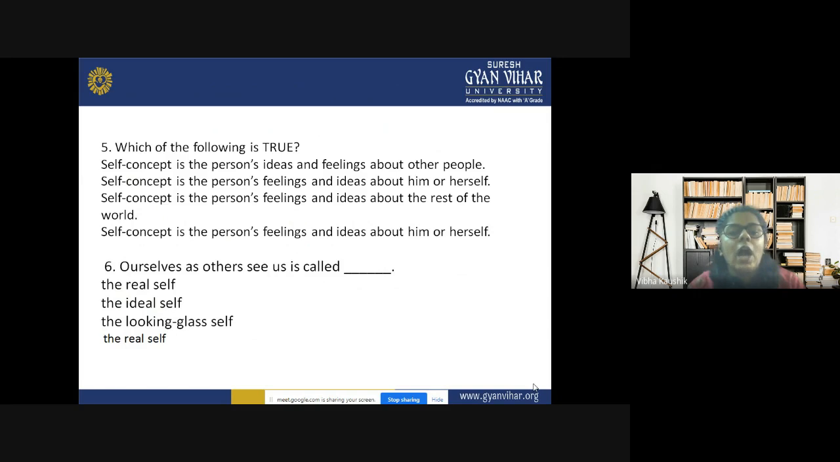Now, the sixth one, ourself as others see us is called. Now, the options are the real self, the ideal self, the looking glass self. So, students, these are the options. Now, you have to select the correct answer on the basis of the given choices, and the correct answer will be the real self, that ourself as others see us is called as a real self.